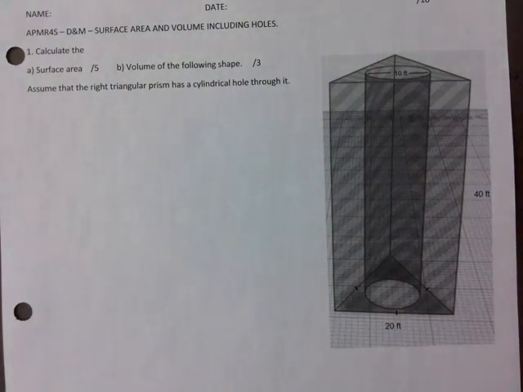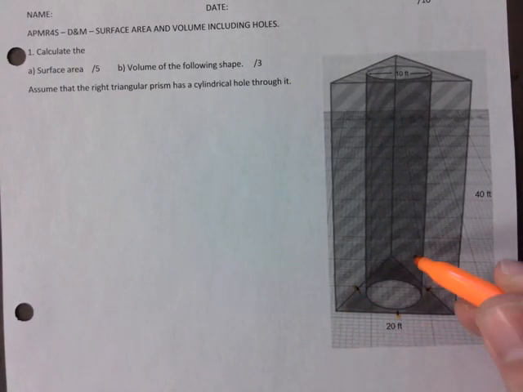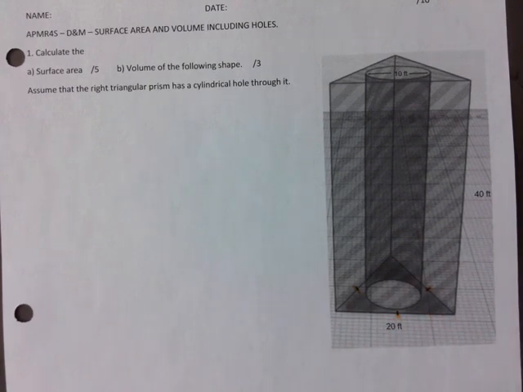So pen marker, and let's go. A couple things to mention here. I don't know if you saw these markings, right? They told us that that triangle is an equilateral triangle. So that's important here. And so how are we going to tackle surface area?